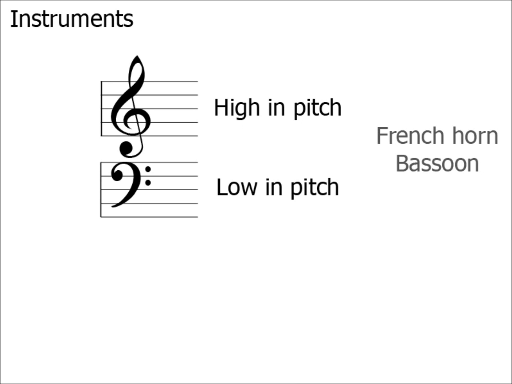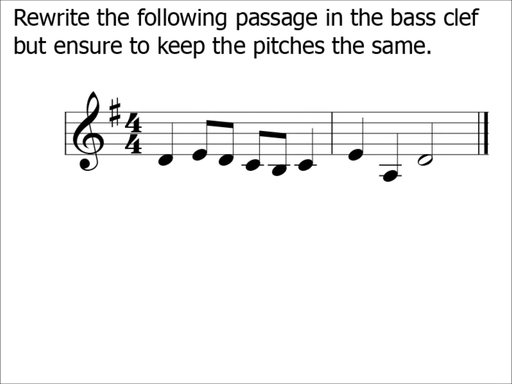Some instruments like the French horn and bassoon play pitches that often sit in the middle of the treble and bass clefs. These instruments often have music which changes clef halfway through to avoid the use of lots of ledger lines. I'm hoping that by now you're feeling much more confident with the relationship between the two clefs.